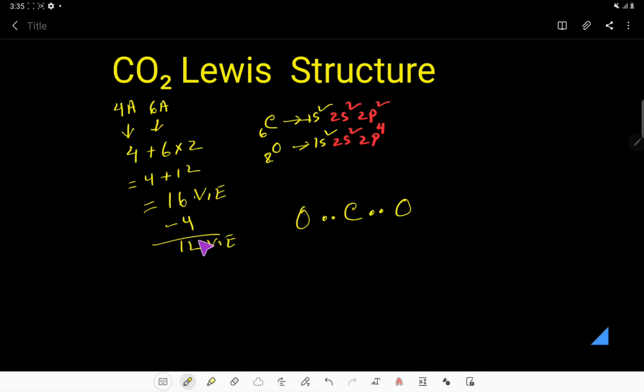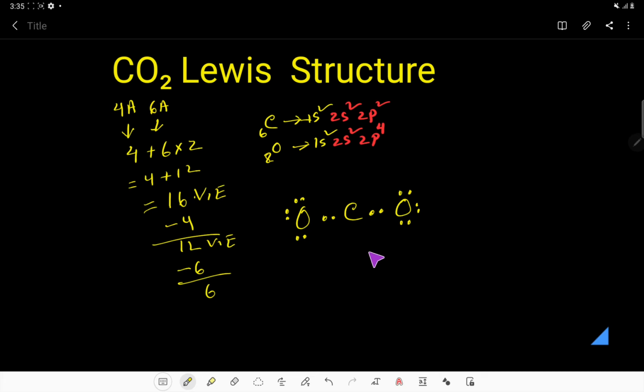Out of 12 valence electrons, we have to put 6 valence electrons to satisfy the octet of the outer atom first. This oxygen has 2, so it can take a maximum of 6. If you deduct 6, then you will have 6 left. So this oxygen will also take 6. Now this oxygen has 8 valence electrons. This oxygen also has 8 valence electrons, but this carbon has only 4 valence electrons.